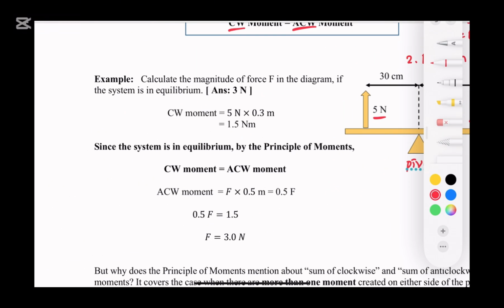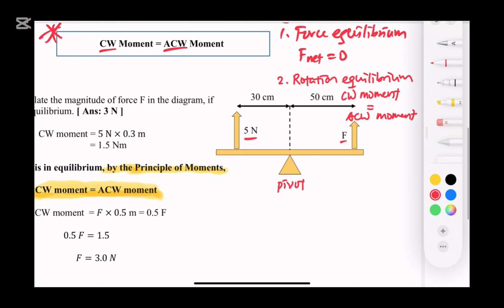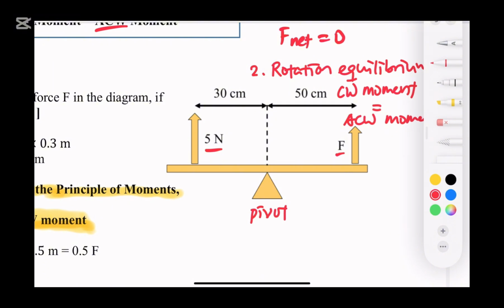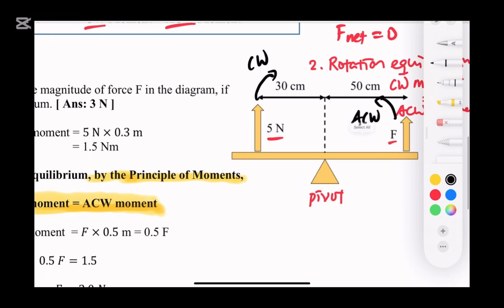So in equilibrium, this is something that I need you to write down. By the principle of moments, if the object is in equilibrium, then the CW moment must be equal to the ACW moment. In this case, there is only one CW moment and one ACW moment. So the CW moment is this one, and you have one ACW. These two moments must be equal to each other for the plank to be in equilibrium.